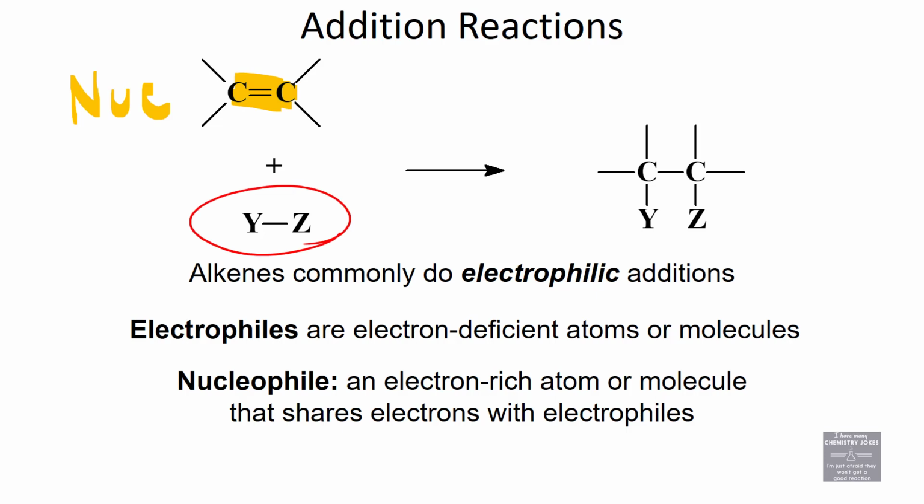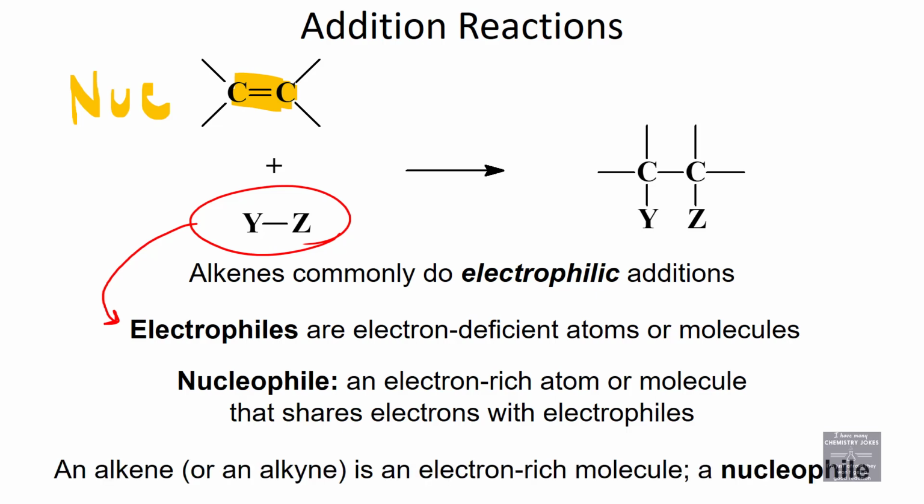So this YZ thing, at least some atom on this YZ thing, has to be an electrophile. Something on that molecule has to be electron deficient. Alkene, have pair, will share. Electrophile, ready to receive electrons. Remember, Lewis acids, Lewis bases, but we're going to use this electrophile, nucleophile terminology much more now. Alkenes, alkynes, things with pi bonds are nucleophiles.